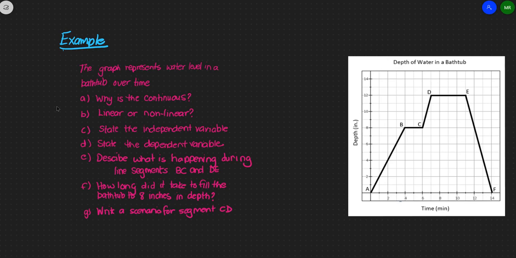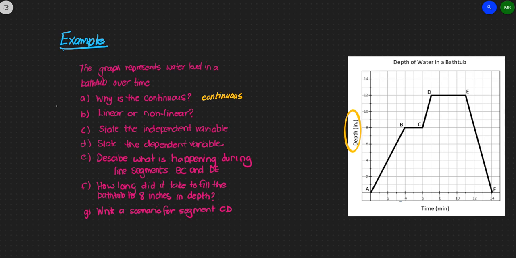So the first thing we want to talk about is why is this continuous? Well, does it make sense that the depth can hit all the little pieces in between? We're talking about depth here. So the depth will increase through all the little points in between. So it might be 1 inch, 2 inches, but it could be 1.5 inches. It could be 1.7777 repeating inches. It's all okay. All of those things make sense. So in this case, this would be a continuous data set.